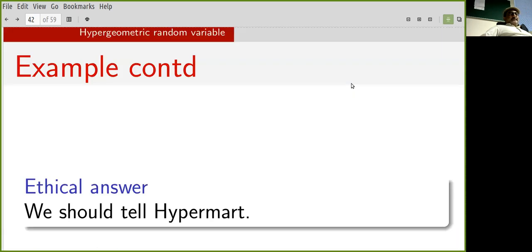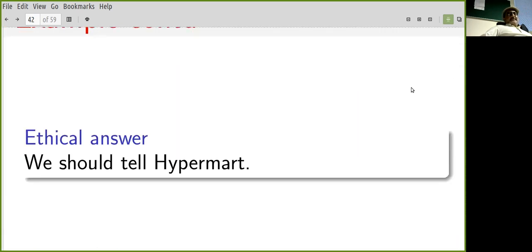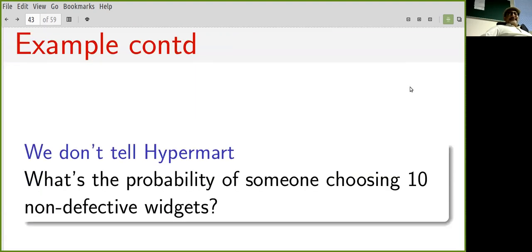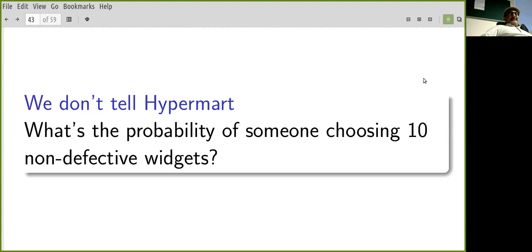Okay. So the ethical answer is, of course, that we should tell Hypermart that we've accidentally sent them 100 bad widgets. Okay. All right, let's say we're not ethical. Let's say we don't tell Hypermart. What is the probability of some unfortunate customer, or some fortunate customer, choosing 10 non-defective widgets?